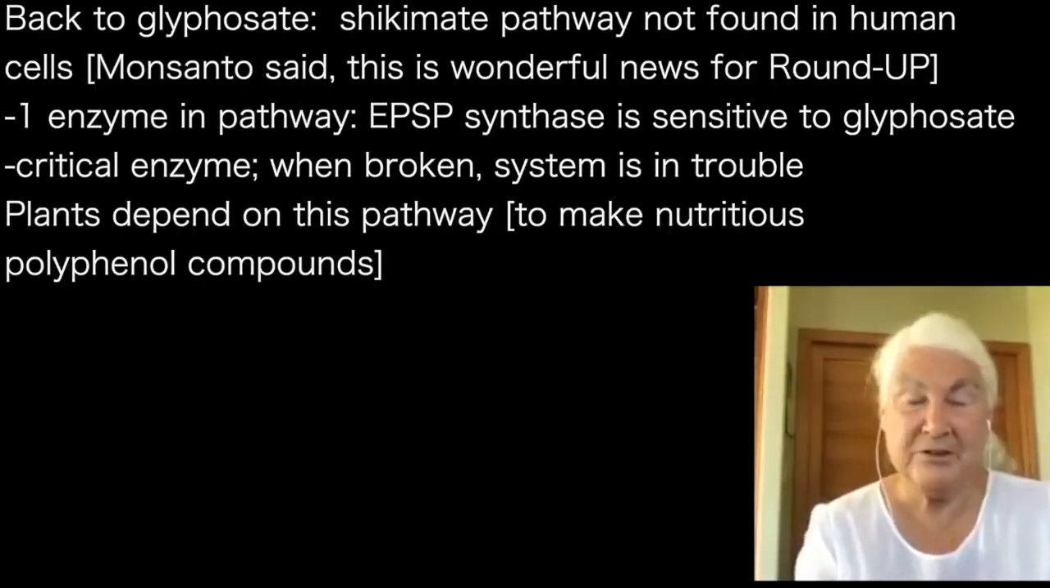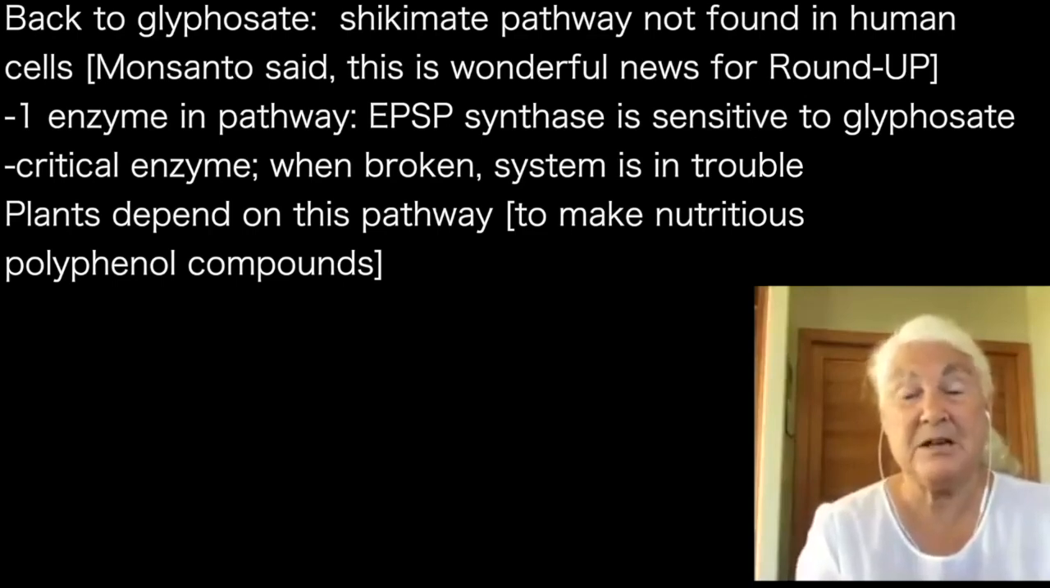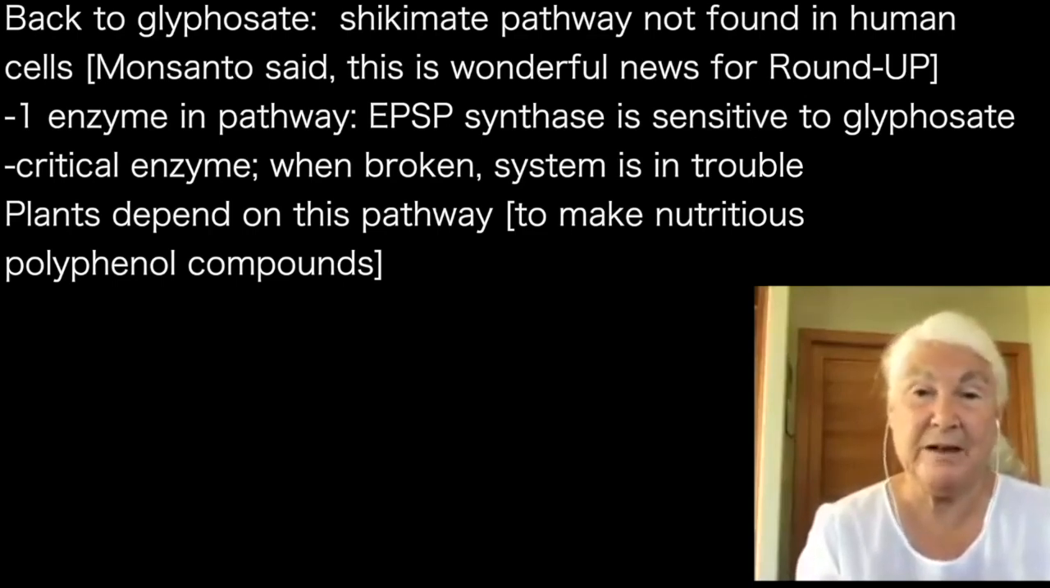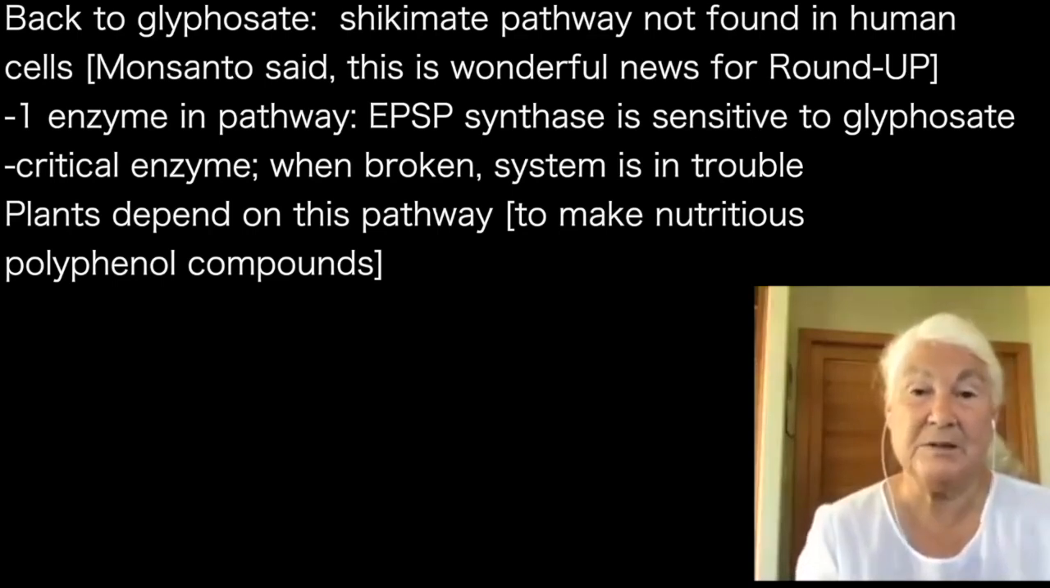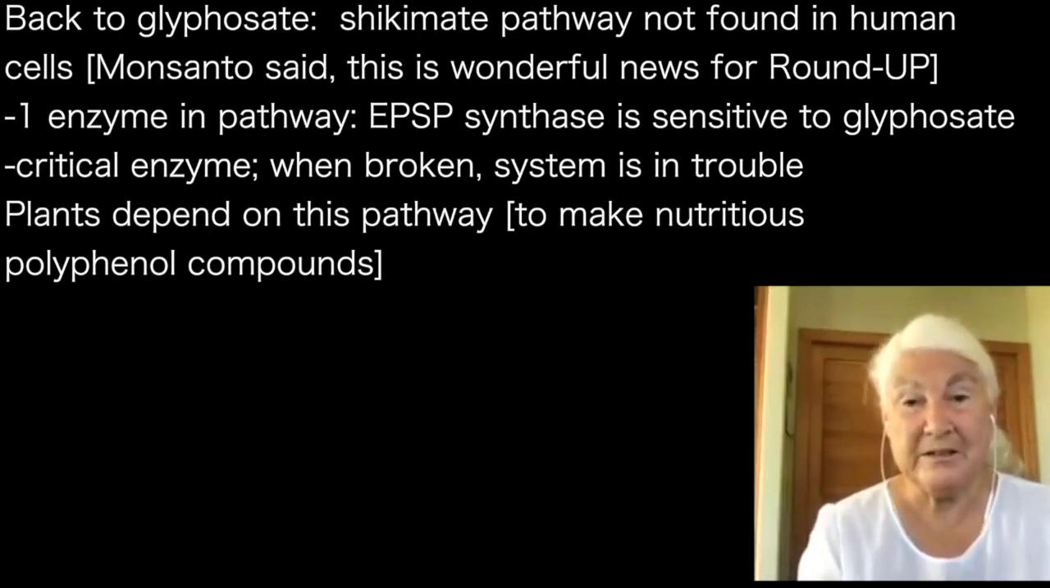Yes, well, the shikimate pathway is not found in human cells. That's correct. And that was the big deal that Monsanto advertised to say this chemical is wonderful because we don't have the pathway. It's a particular enzyme in the pathway that they've singled out as being especially sensitive to glyphosate, which is called EPSP synthase. And that's a critical enzyme in the pathway. When that's broken, lots of things go south.